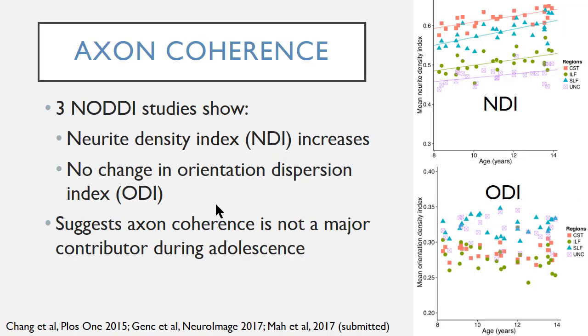So what about axon coherence? Well, the NODDI model separates out a neurite density index and an orientation dispersion index, and the orientation dispersion index supposedly gets at the idea of axon coherence. There have been 3 studies published, and I saw another talk yesterday, so 4, looking at NODDI parameters in development, and all of them report positive relationships between NDI and age, and no significant relationships with orientation dispersion index. So it really suggests that, at least in this late childhood and adolescent age range, axon coherence is not a major contributor to development.